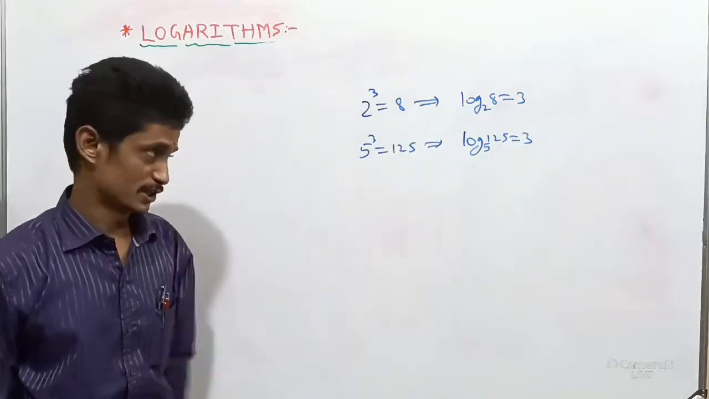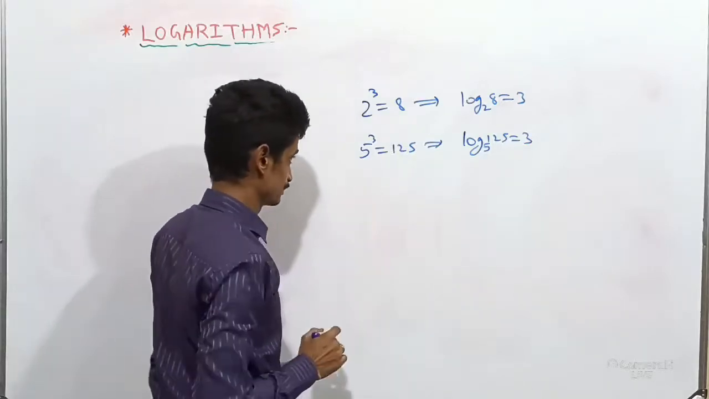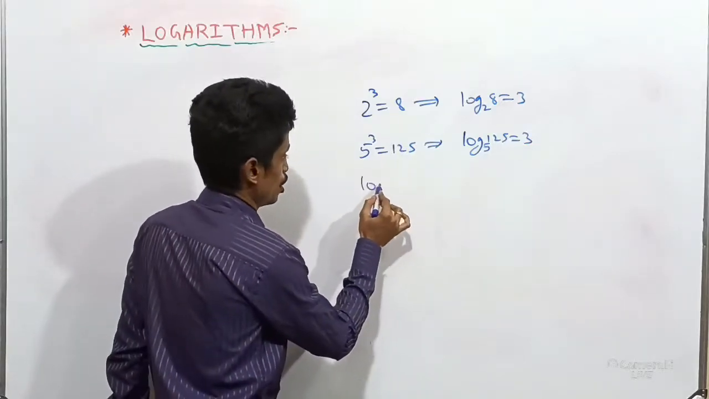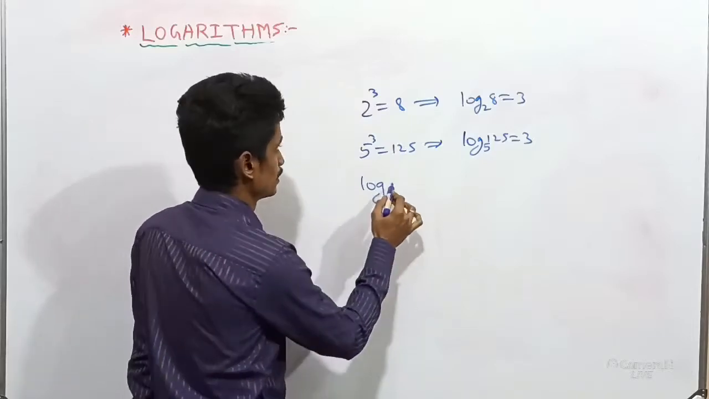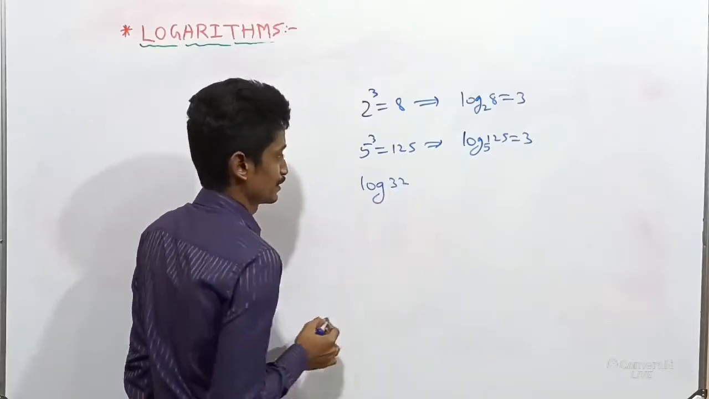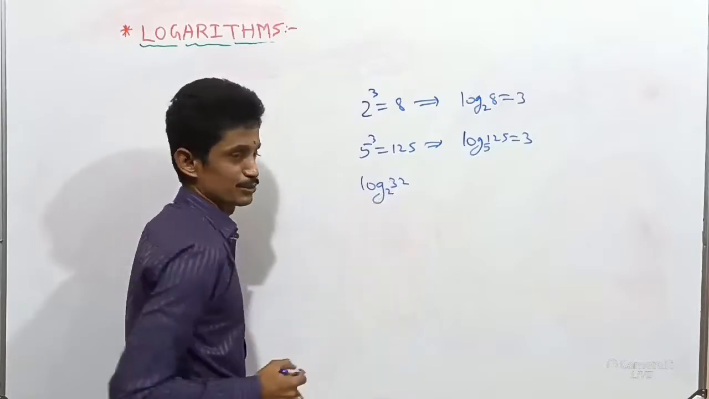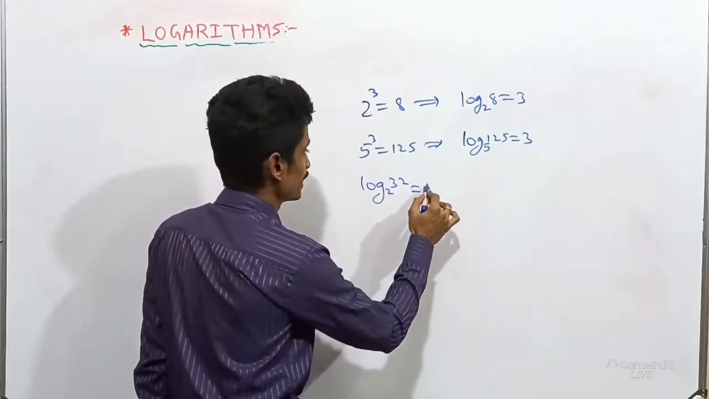This type of representation. Now my question is, log of 32 to the base 2 is equal to how much?